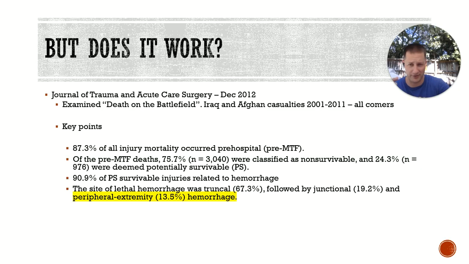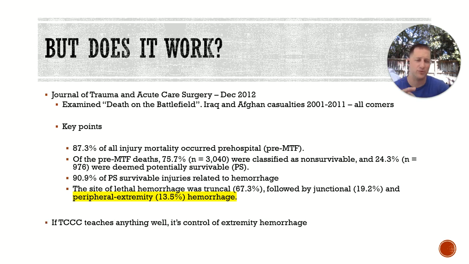And then here's where TCCC really makes its money. The site of the lethal hemorrhage: two-thirds was truncal, and not much anybody can do about that unless you're a surgeon, followed by junctional, also not super easy to control, about 20%. And then peripheral extremity hemorrhage: 13.5% of the potentially survivable wounds died of things they shouldn't be dying from at all with the invention of tourniquets. Remember, tourniquets were invented over 300 years prior to this conflict. If TCCC teaches anything well, it's control of extremity hemorrhage.